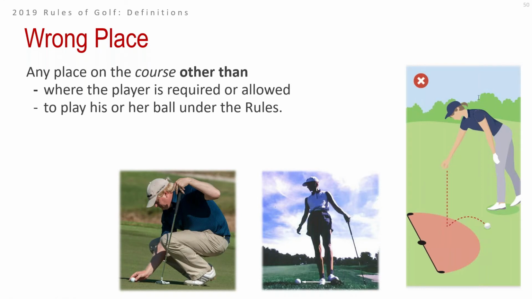So we'll talk about wrong place here. A wrong place is any place on the golf course other than where the player's ball is required, or the player is required or allowed to play his or her ball under the rules.